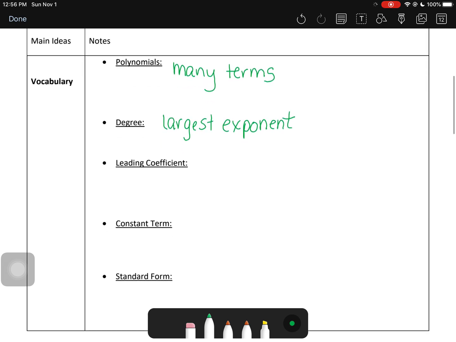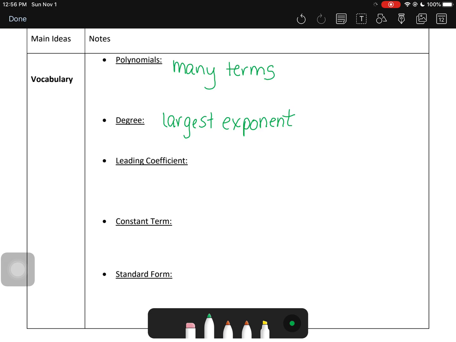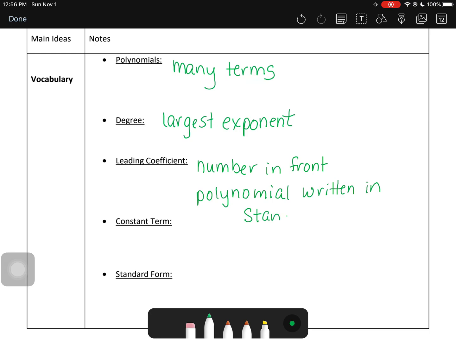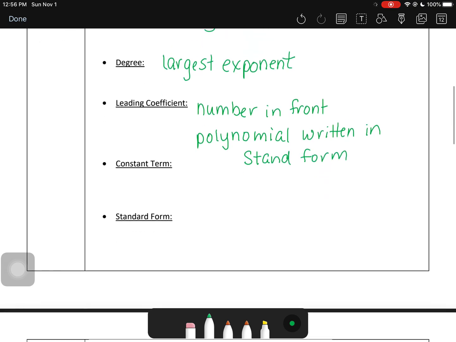The leading coefficient is the number in front when the polynomial is written in standard form. The constant term is the number without the variable.